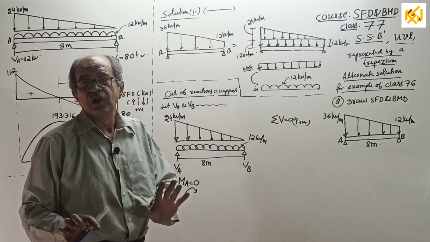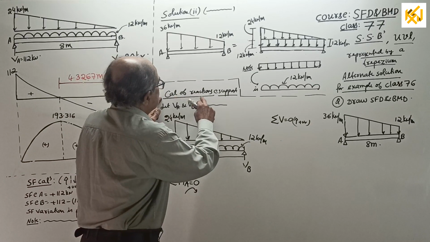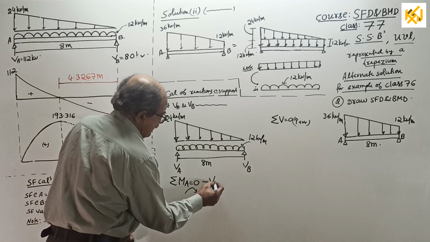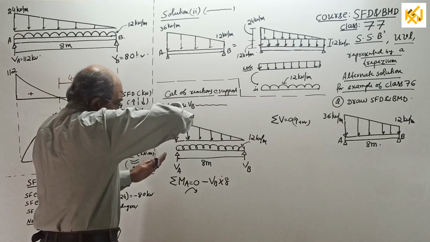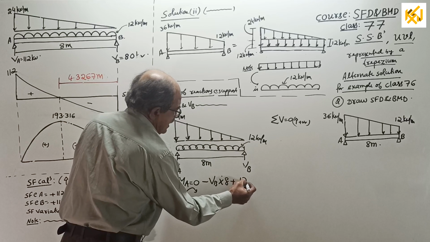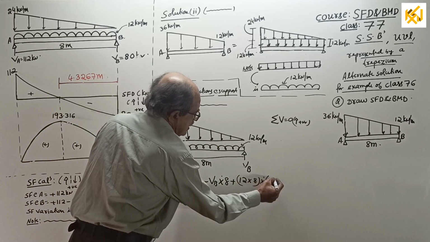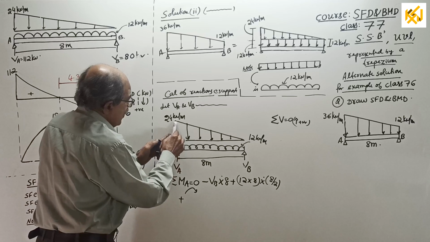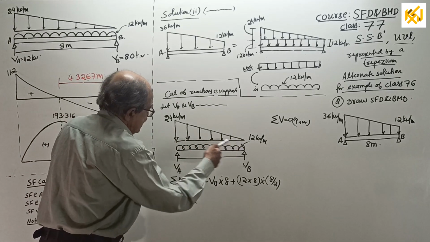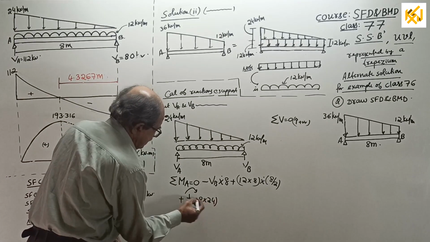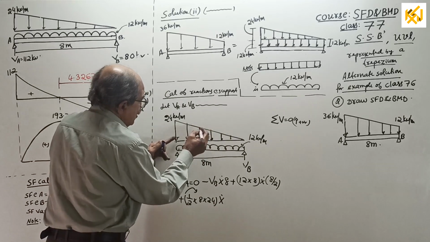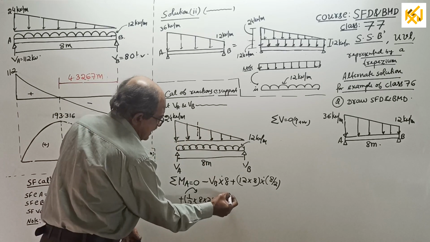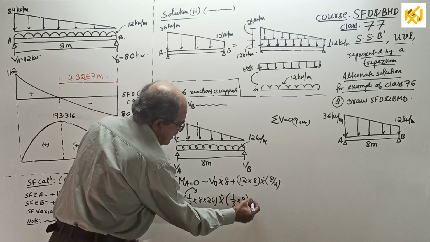I decided to solve in front of you only. Start. Calculation of reactions at supports, VA, VB. Take moment about A. Minus VB into 8 anticlockwise, plus moment of the UDL, which is 12 into 8 into 8 by 2, plus moment of this uniformly varying load, half into 8 into 24, the total load. The total load will act near this side, the resultant will pass somewhere here, at a distance of 1 by 3 of 8, equal to 0.